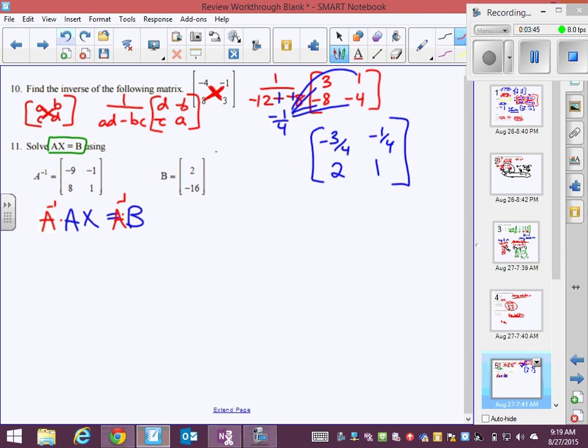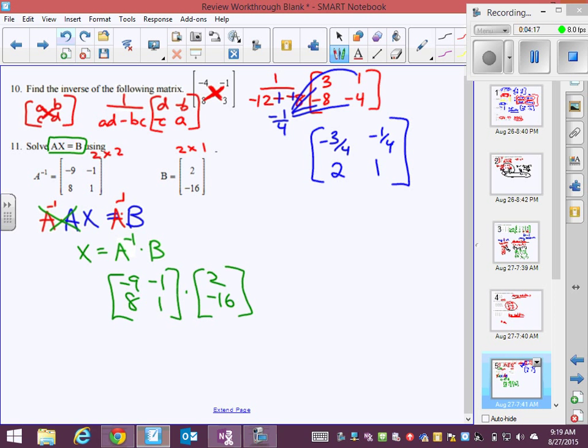We multiply both sides of our equation by the inverse, and you've got to be careful because if you multiply on the wrong side, it's not going to work out because of the dimensions of the matrices: you've got a 2 by 2 and you've got a 2 by 1. You can only multiply those in this order. If you try and multiply them out of order, it won't work. But anyway, I multiply both sides by the inverse. This cancels out. I get X equals this times this. At the end of the day, all you're doing is multiplying these two matrices. That's it.